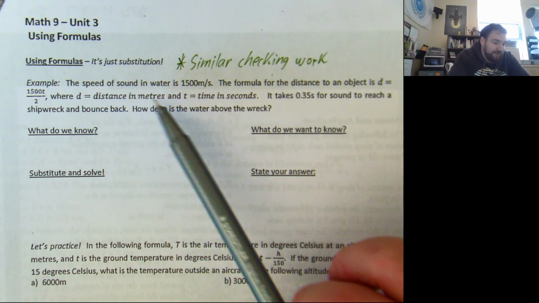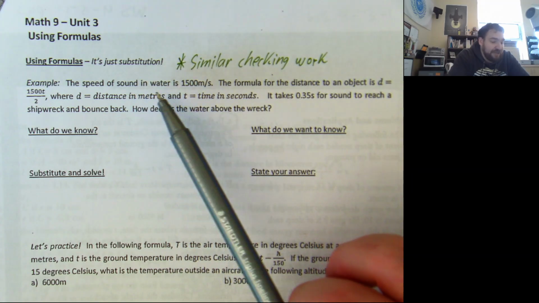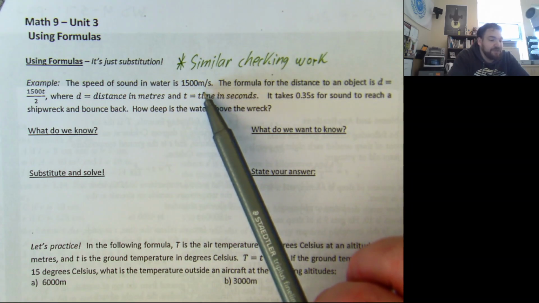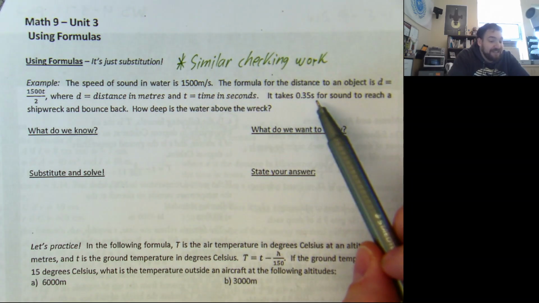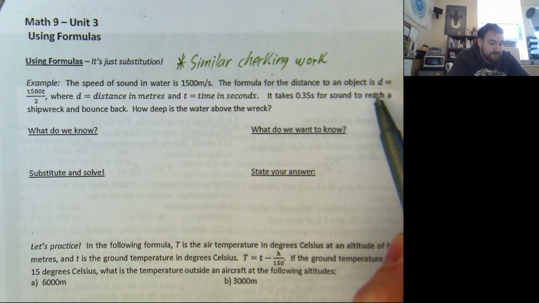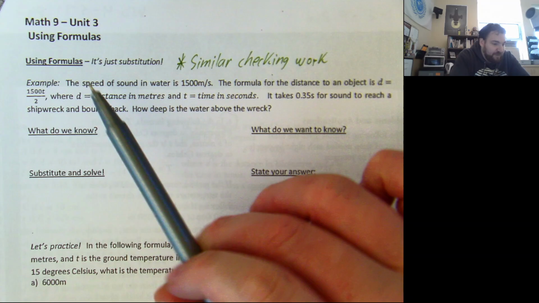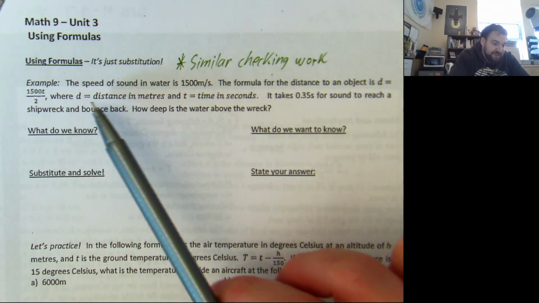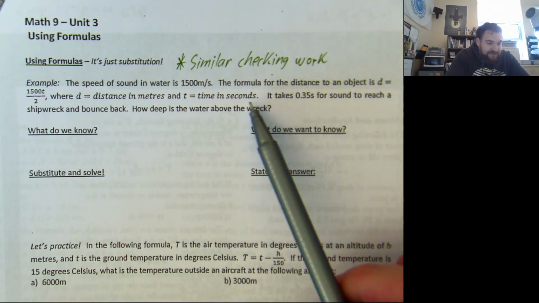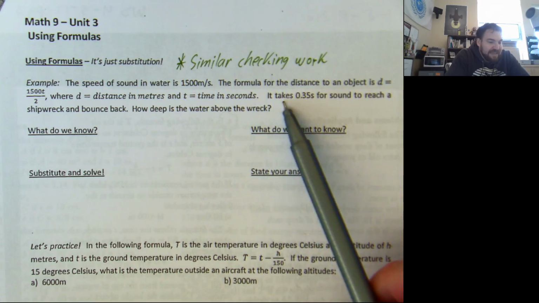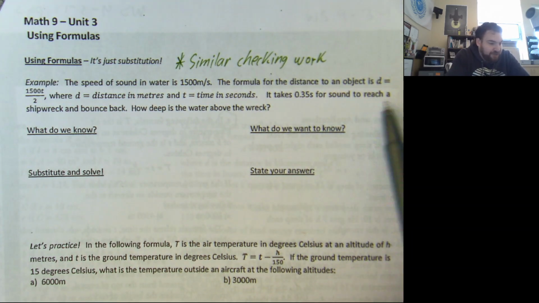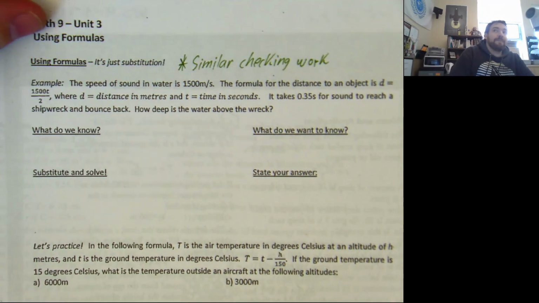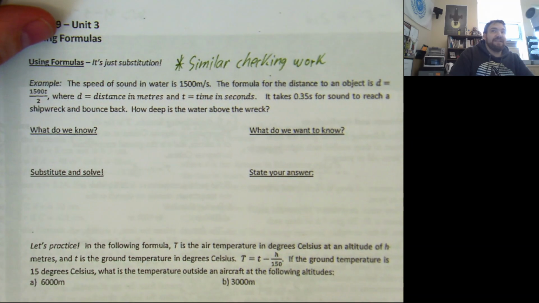We've got a paragraph here, for example. The speed of sound in water is 1,500, and then m/s means meters per second. The formula for the distance to an object is d equals 1,500 t divided by 2, where d is the distance in meters and t is the time in seconds. It takes 0.35 seconds for sound to reach a shipwreck and bounce back. How deep is the water above the wreck? So there's a lot that was said there.